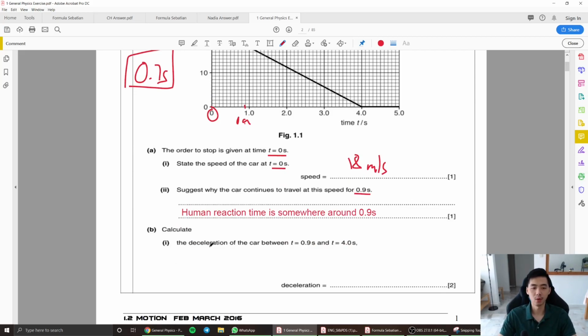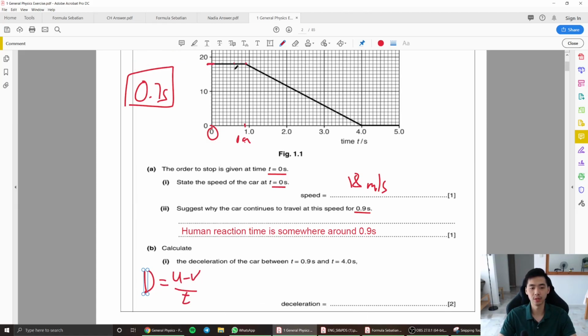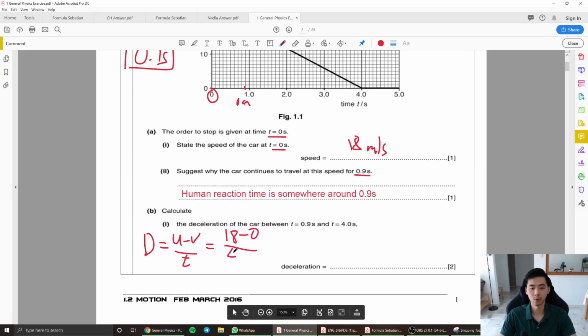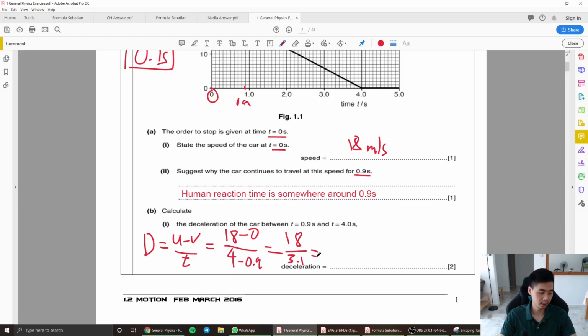Alright, then after that, calculate the deceleration of the car between 0.9 and 4 seconds here. Acceleration's formula is v minus u over t. Deceleration will be the exact opposite. Deceleration is u minus v over t, u being initial velocity and v being final velocity. So initial velocity would have been 18, and final velocity obviously is going to be 0, divided by the time taken, which is 4 minus 0.9. From here, just press everything into the calculator and you should get somewhere around 5.8.